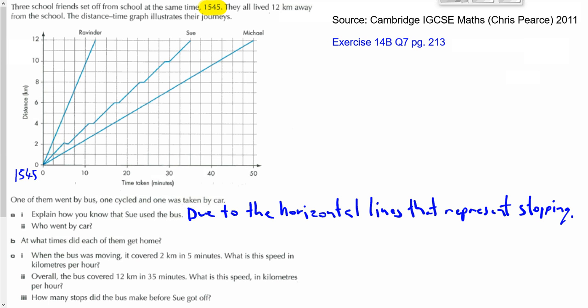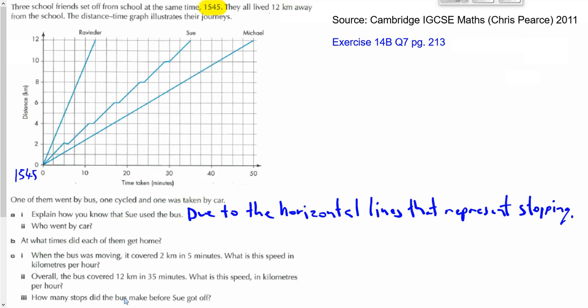Okay, who went by car? So we've got two left here. We've got Michael and we've got Ravinder. So we've got one that's gone by car and one that's gone by push bike. If we look at these two lines, it took Ravinder just over 10 minutes to get home, and it took Michael, if you look here, 50 minutes to get home.